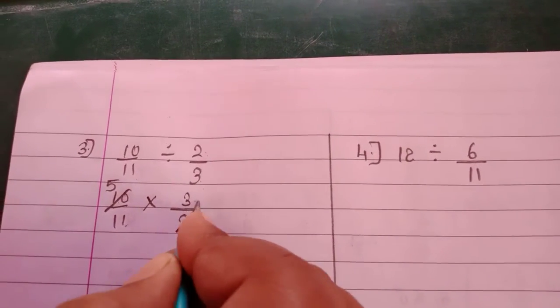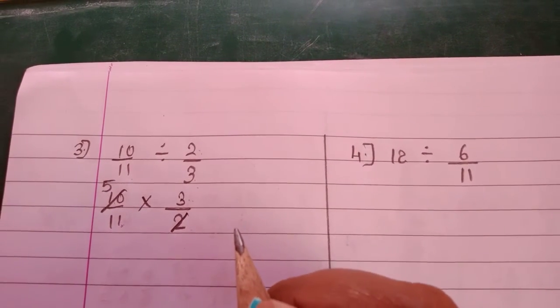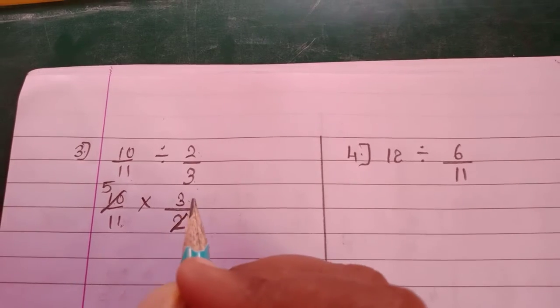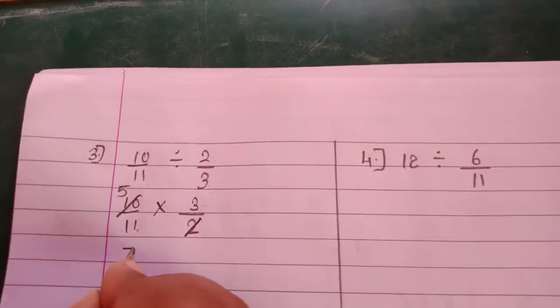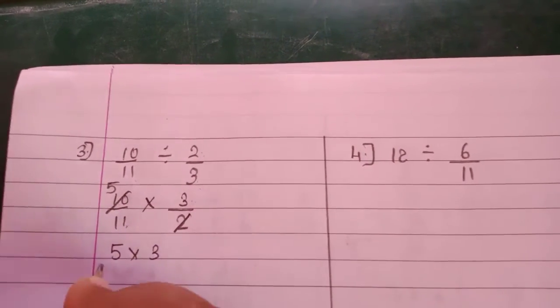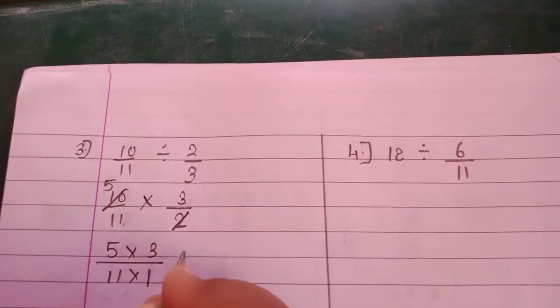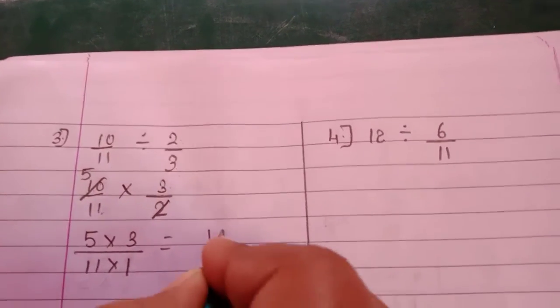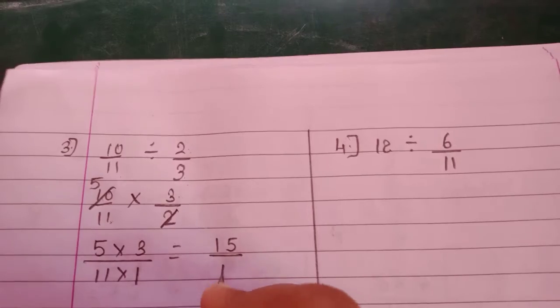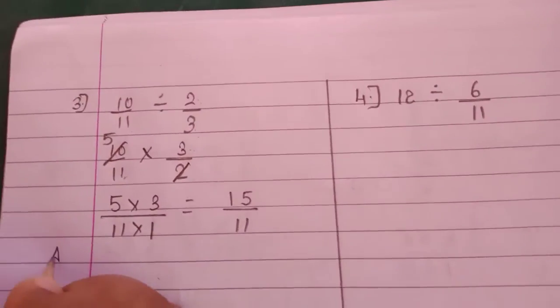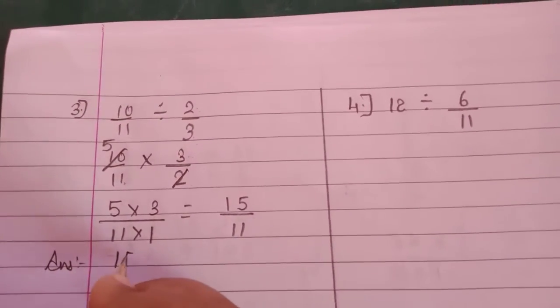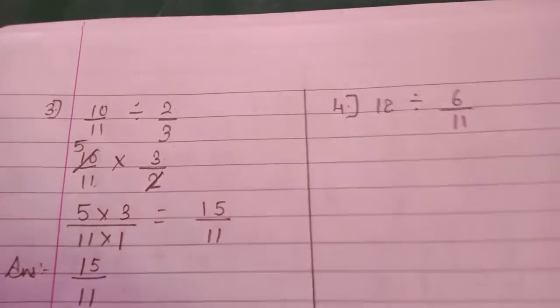And 3 upon 11, they can be divided? No, they will not come in the same table. So now we will multiply. 5 multiply by 3 upon 11 multiply by 1. So 5 3s are 15. 11 1s are 11. So our answer is 15 upon 11.